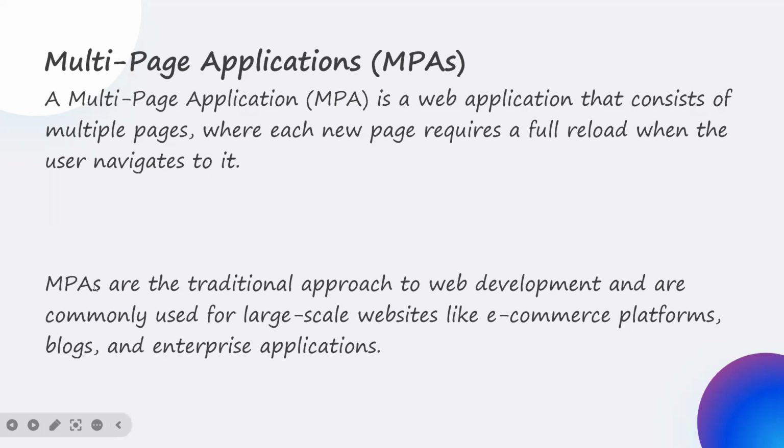So multi-page applications are the traditional approach of web development. When you see ASP applications and Java applications, this is how they are developed. And that is why most times they are very slow. Traditionally, this is the way web development started, and they are commonly used for large-scale websites, enterprise applications, e-commerce applications, and blogs. They are well suited for multi-page applications.